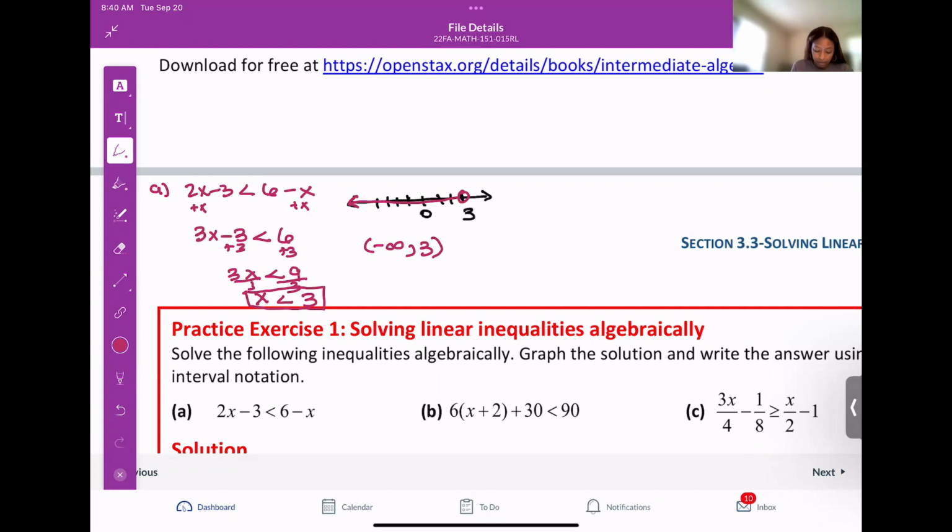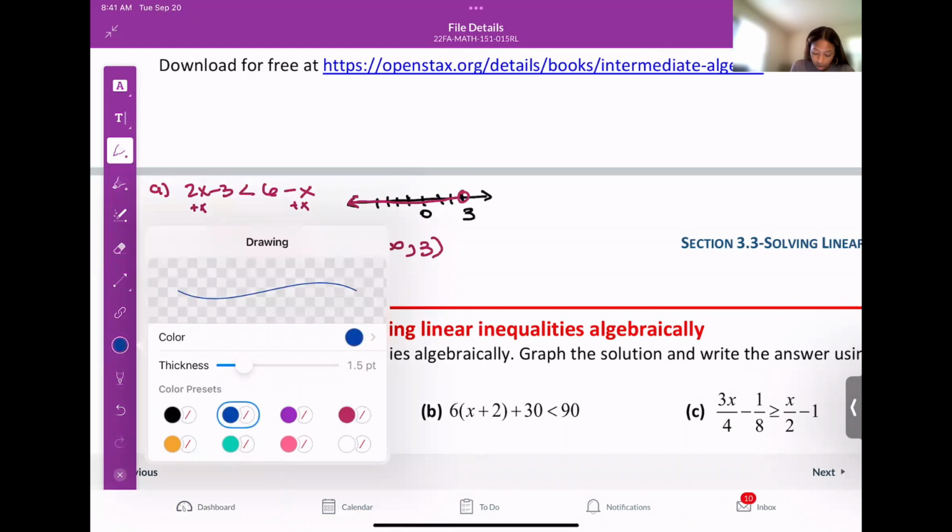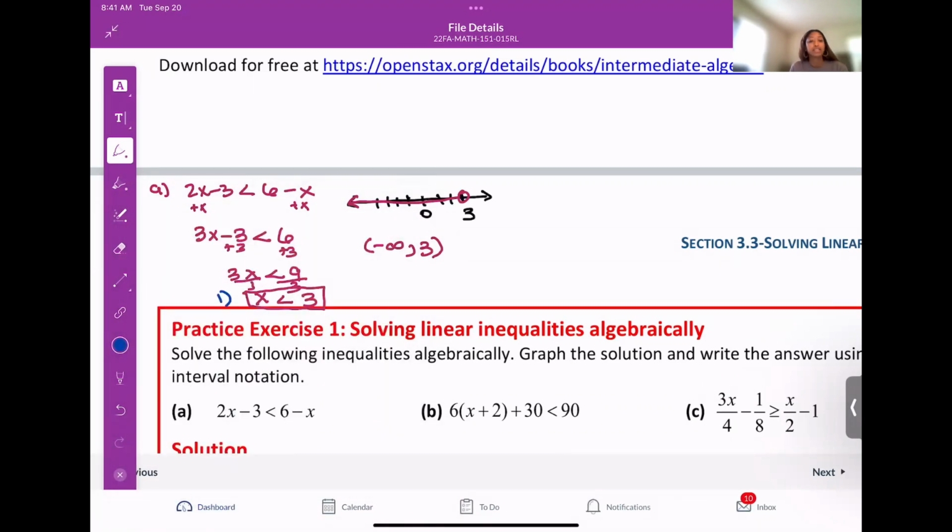So these are the 3 things that we should have in our solution. 1, when you solve, you should have x is greater than, less than, greater than or equal to, or less than or equal to something. 2, you should have your graph where you shade in the solution area. And 3, you should be able to write this in interval notation. And again, what does this mean? It means literally if we pick any number less than 3, when we plug it into the original inequality, 2x minus 3 is less than 6 minus x, we'll get a true statement. The number on the left will be smaller than the number on the right.